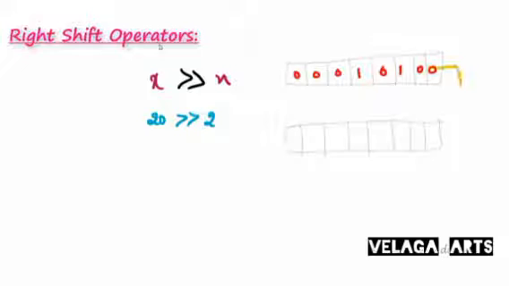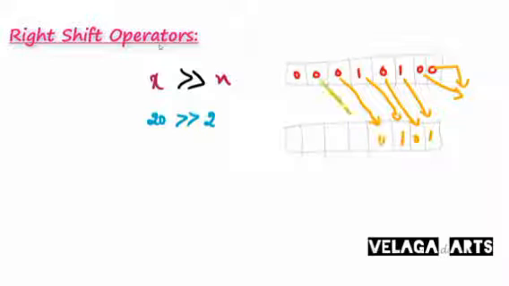Okay, the first bit is popped out and the second bit is popped out, and 1 comes here and 0 comes here, and this 1 will come here and this 0 will come here, and this 0 will come here and this 0 will come here. And at the left side, this is the left side and this is the right side.